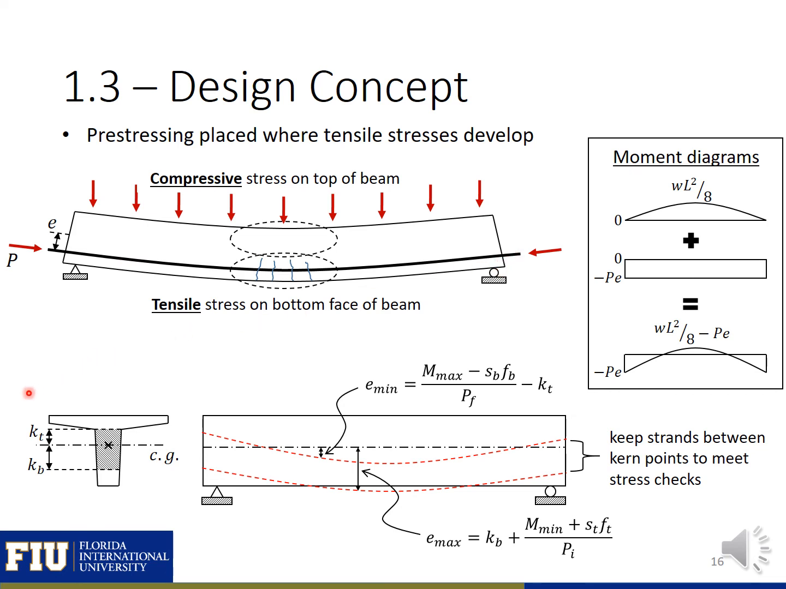One design principle that we'll look at later is an idea called the kern points. Essentially, if we place our pre-stressing within these two red lines or kern points, we can ensure that our beams will meet all of our stress checks. So we can ensure that our concrete doesn't have too much compression, and also our concrete remains uncracked. Again, these are a few things that we'll look at in later presentations.